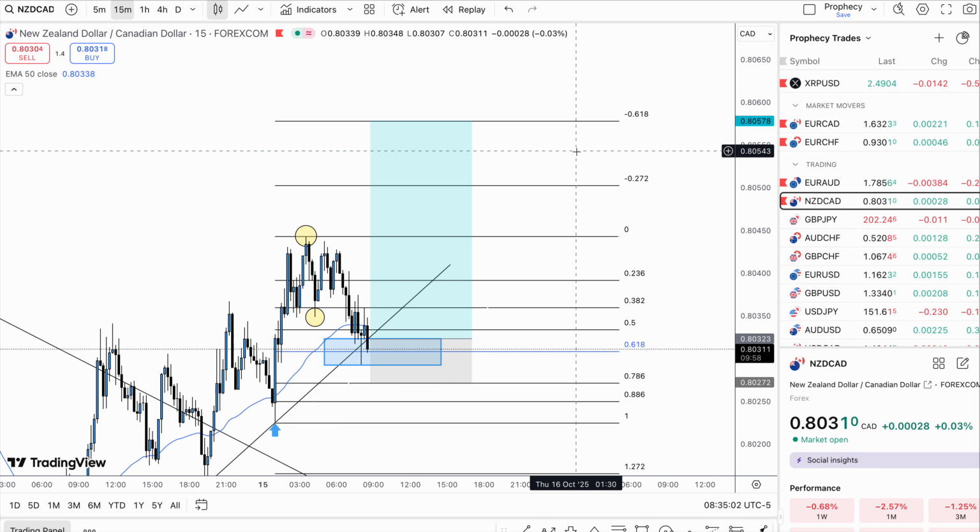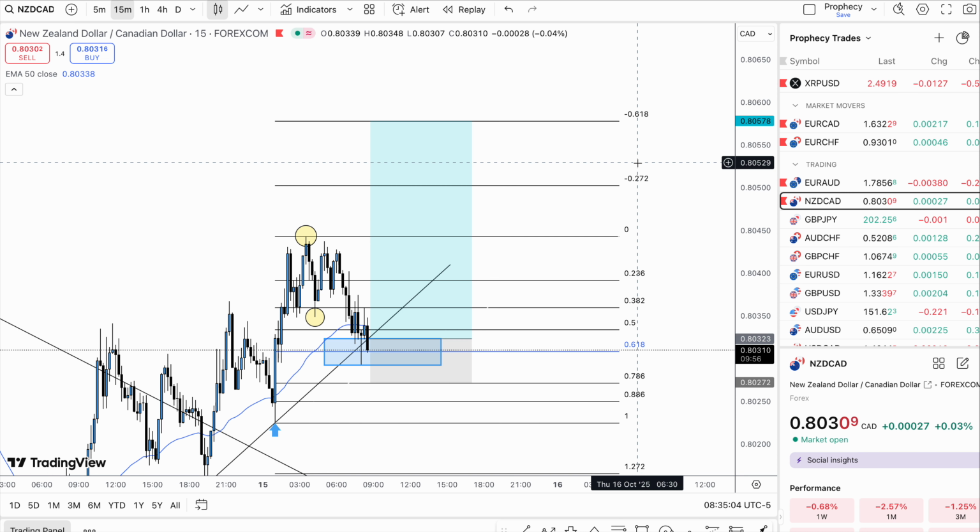And yeah, so those are the analysis for this week so far. And like I said, we just took profit on Euro CAD, and we are looking at Euro AUD and NZD CAD on potential entries.